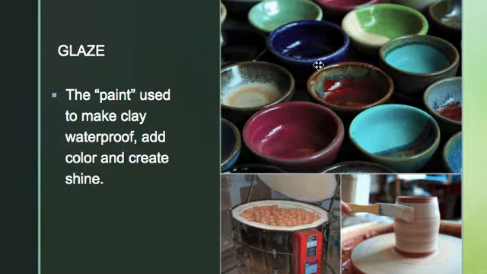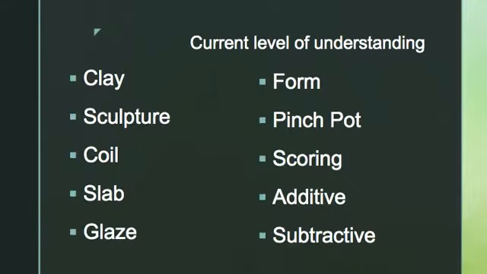And then after it goes through the kiln, it comes out with this shiny finish and bright colors. And it is also waterproof at that point, so these dishes could actually be used. So that is the vocabulary. Hopefully you got your definitions written down. Don't forget you can always pause.